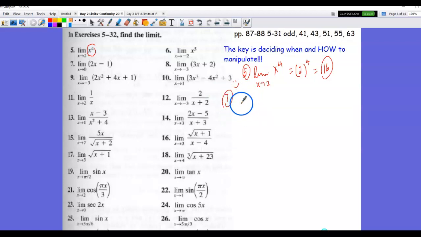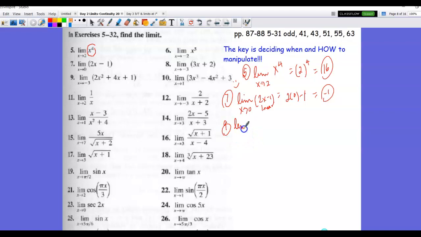In number 7, since we have the equation of a line, 2x minus 1 is linear, again, I can use direct substitution, and I get 2 times 0 minus 1, which is negative 1. So 2 times 0 is 0, minus 1 is negative 1. So on that line, because we know that this is a linear function, as x goes to 0, y goes to negative 1.